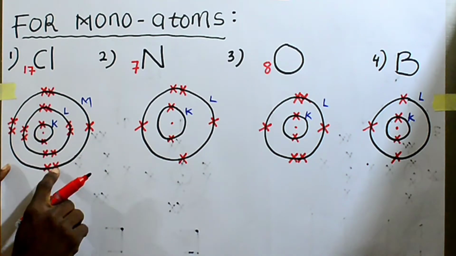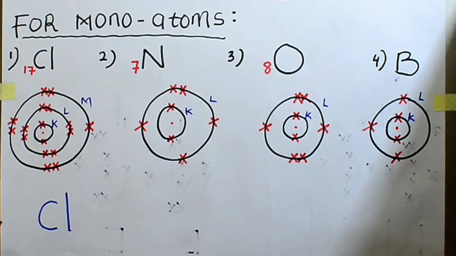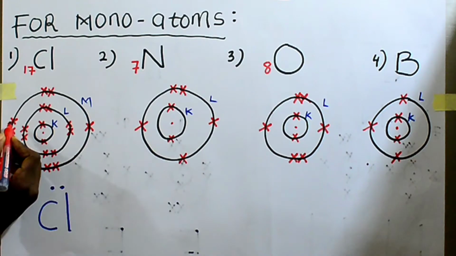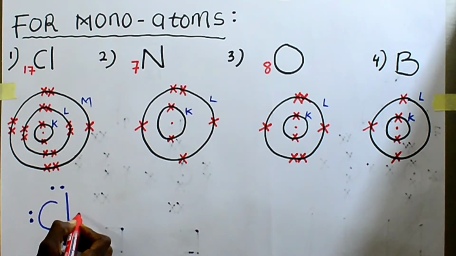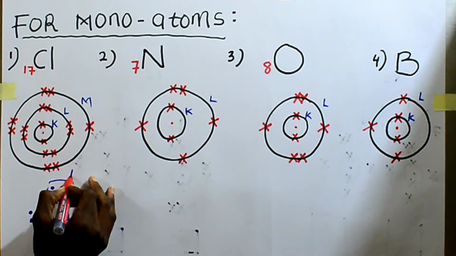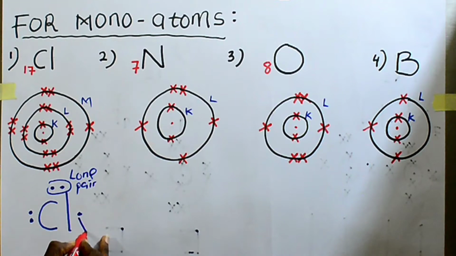So we are going to write them or put them in form of dots. 1, 2. These 2 electrons. Here are other 2. 1, 2. Again 1, 2. Then the last electron, 1. And each 2 dots show a lone pair of electrons, and 1 single dot shows a bonding electron. So this is how to draw the Lewis dot structure for the atom chlorine.